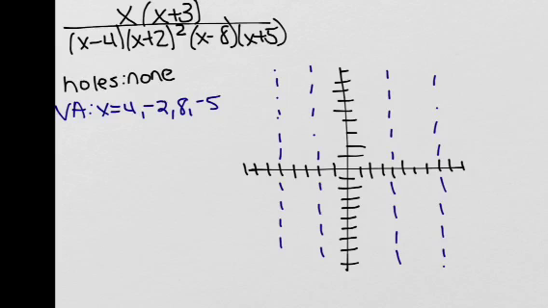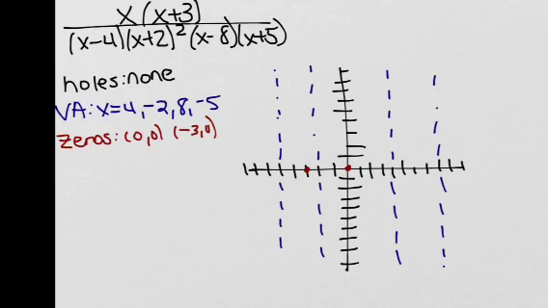Now that I have my vertical asymptotes, I can start looking at my zeros. Zeros are when the numerator is equal to 0. So looking at the factors in the numerator, I know that I would have a zero at (0, 0) and (-3, 0). So I can put those on my graph.